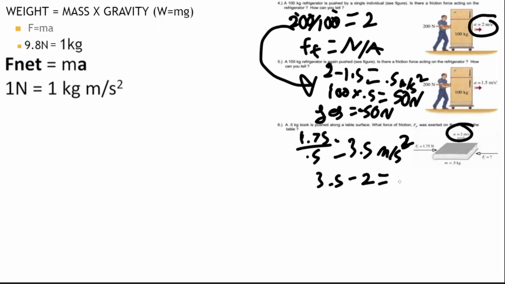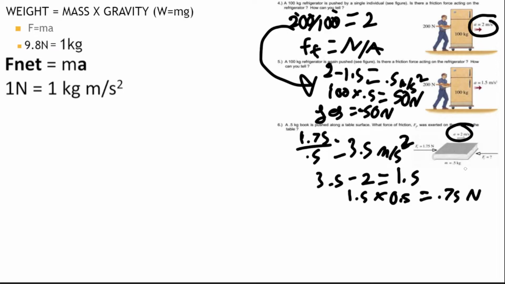That's going to be 1.5. So we're looking at that, and obviously we just got to multiply by 0.5 now. So that would be 1.5 times 0.5, or just divide 1.5 by 2. And that would equal 0.75 newtons.